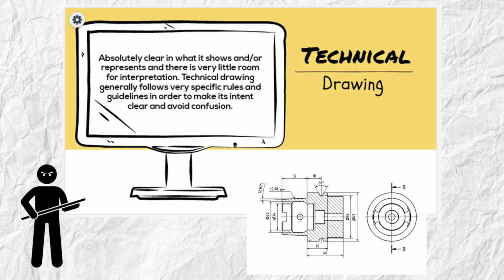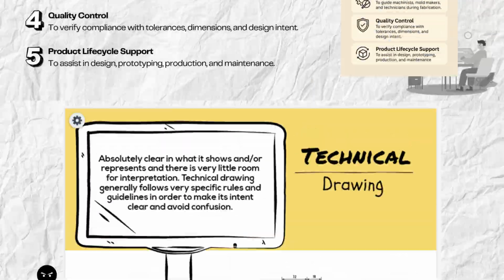These drawings are meant to convey exact dimensions, tolerances, materials, and specifications. In short, technical drawing is all about clarity, precision, and functionality, not artistic expression. It ensures that what is drawn can be consistently and correctly built in the real world.